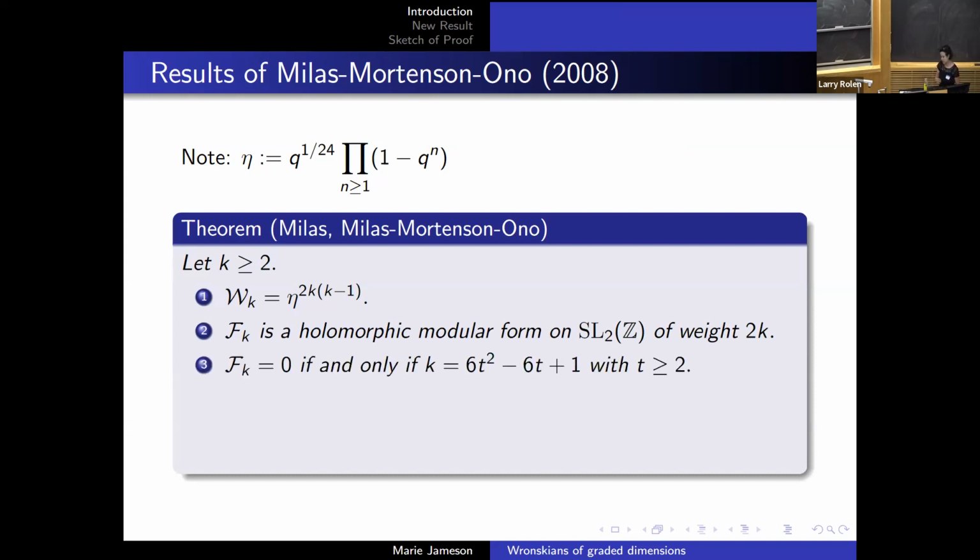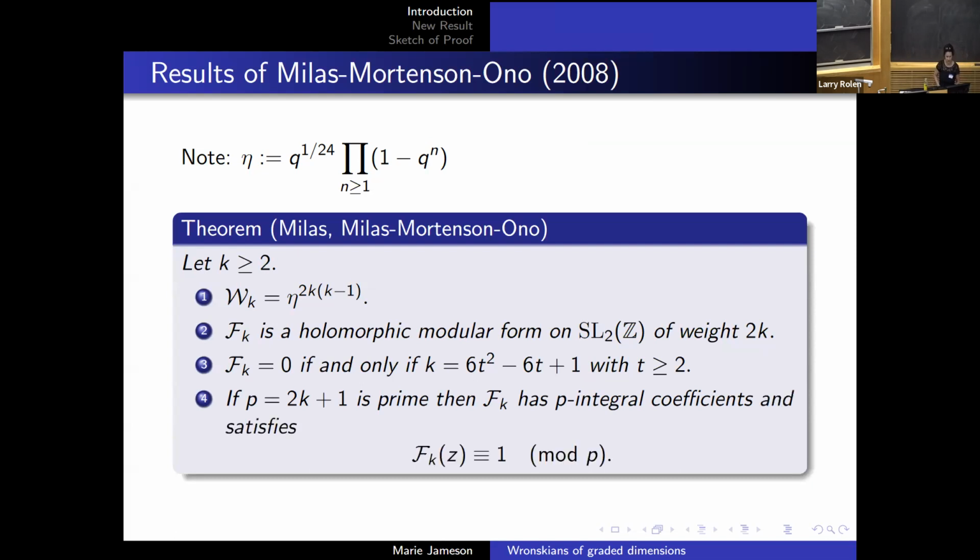And it turns out that if you look at a bunch of values of k, you'll see that sometimes this modular form that you get is 0. So Milas, Mortensen, and Ono identified exactly when that will happen. And by the way, that actually immediately gives you as a corollary a bunch of partition theoretic identities. And furthermore, if p equals 2k plus 1 is prime, then this modular form has p integral coefficients and it is congruent to 1 mod p.